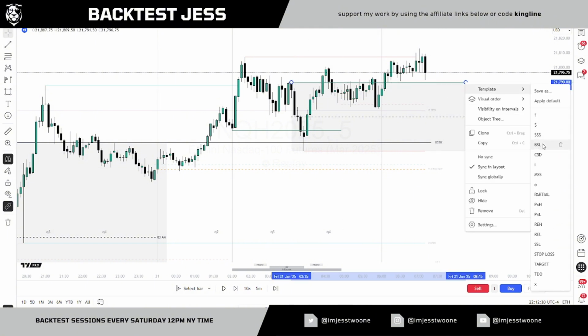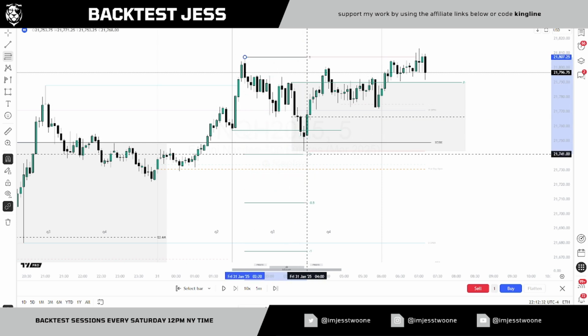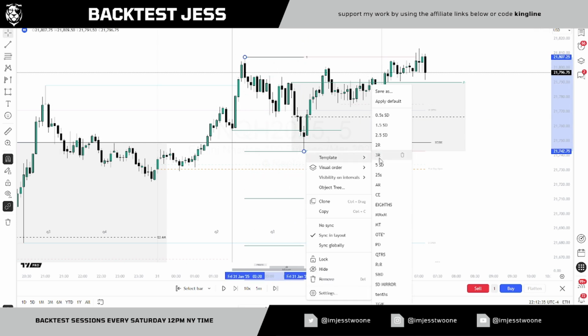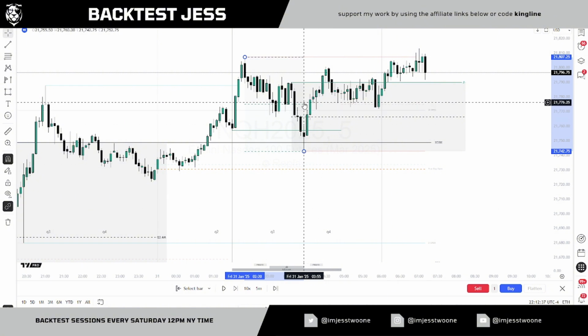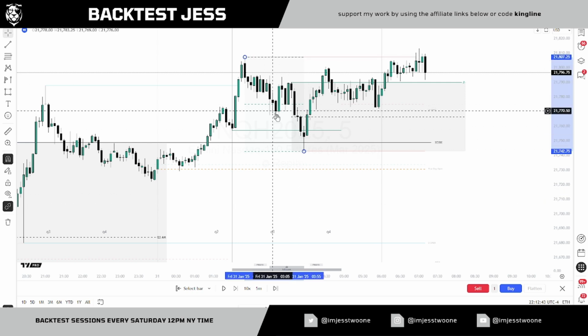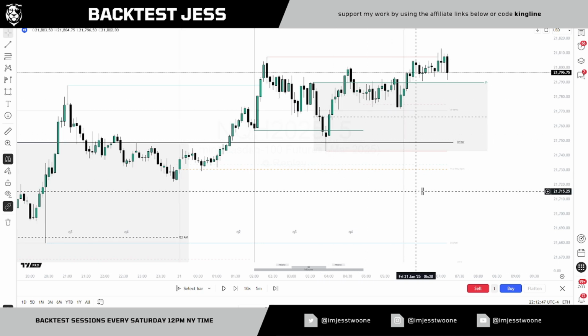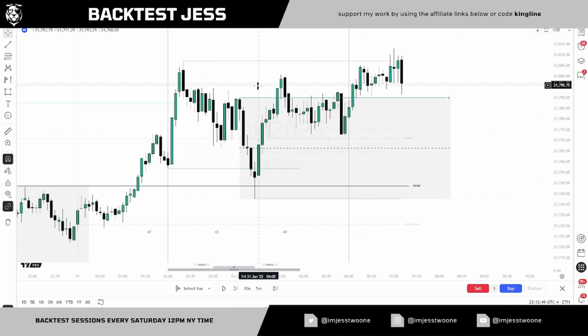So the reason I didn't take anything from this one here is because it didn't displace out after the CSD. So no displacement. EQ is up here, and we just closed firmly above that. That's because it does require displacement out of the zone first before we can take the trade.